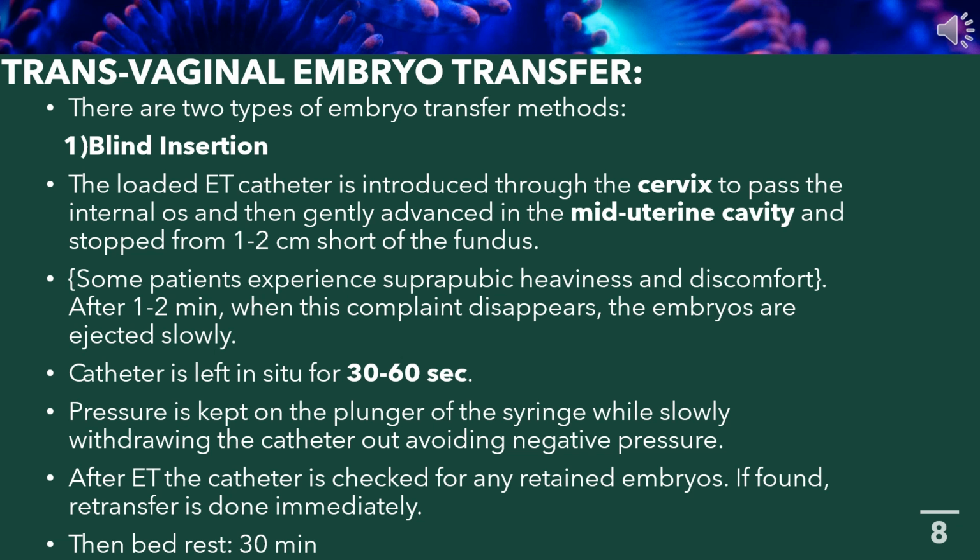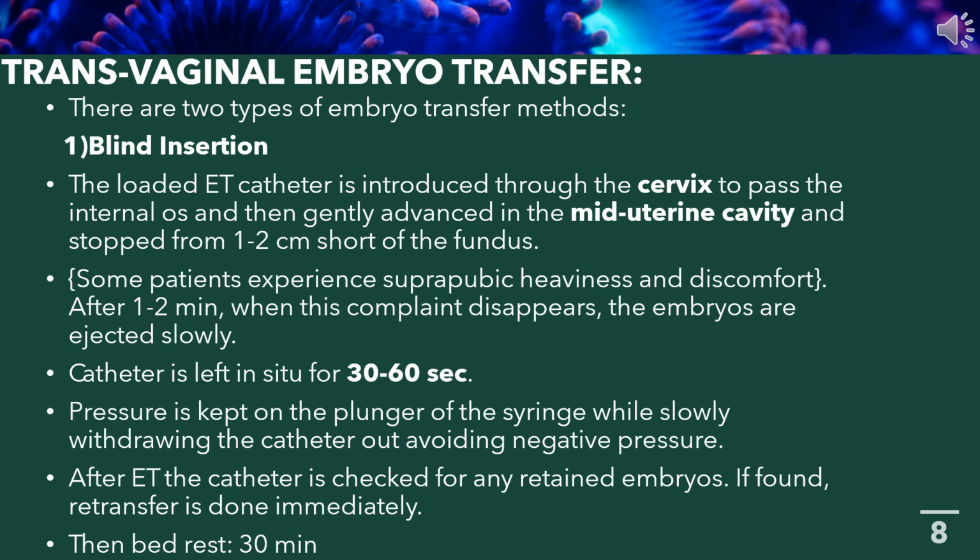Transvaginal embryo transfer. There are two types of embryo transfer methods. First one, blind insertion. The loaded embryo transfer catheter is introduced through the cervix to pass the internal OS and then gently advanced in the mid-uterine cavity and stopped 1 to 2 centimeters short of the fundus.